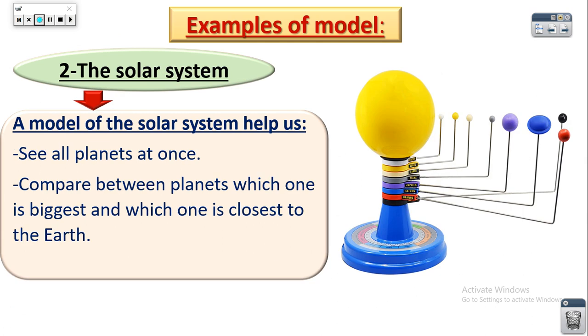Number two, the solar system. Do you remember the solar system? The sun and the 8 planets that revolve around it. Can we see it? No, but we can make a model of it to see it. And this model shows us the planets. We can see all the 8 planets at once, and we can compare between planets in a lot of things, such as which one is the smallest, which one is the biggest, which one is near to the sun, and which one is far away from the sun. So the model of the solar system allows us to see the planets and compare between them.